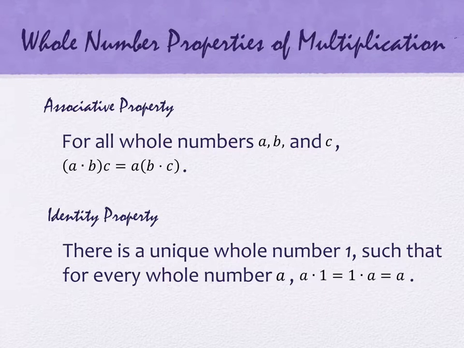We had an identity property for addition. What was the identity element? What was its value? It was 0, right? 0 is this number that we can add to things and it doesn't change anything. But we have an identity element for multiplication as well. The identity property says there is a unique number, 1. That 1 is called the identity element, such that for every number, when I multiply it by 1, I get the same value. So A times 1 is equal to 1 times A is equal to the same value A.